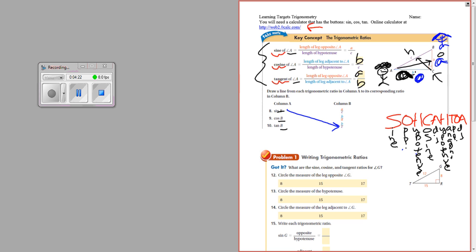The cosine is going to be my adjacent over my hypotenuse. Well, my adjacent is A, and my hypotenuse is C. And the tangent is opposite over adjacent, which is B over A. Okay, so it's important to start by labeling your diagram so you know which side is your O, your H, and your A, your opposite, hypotenuse, and adjacent. It makes it so much easier.